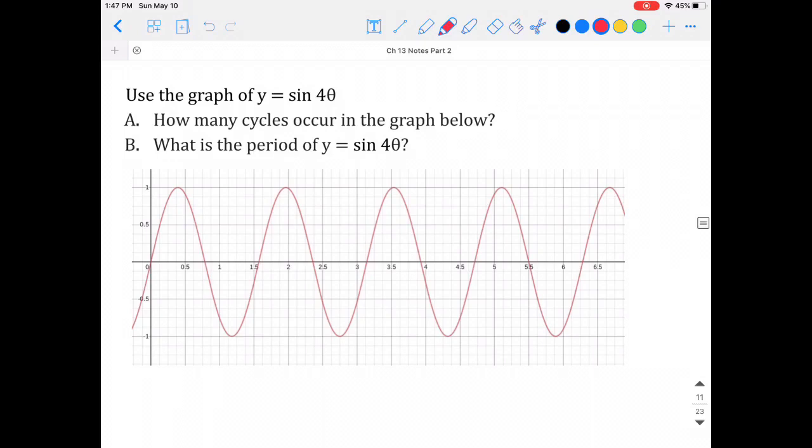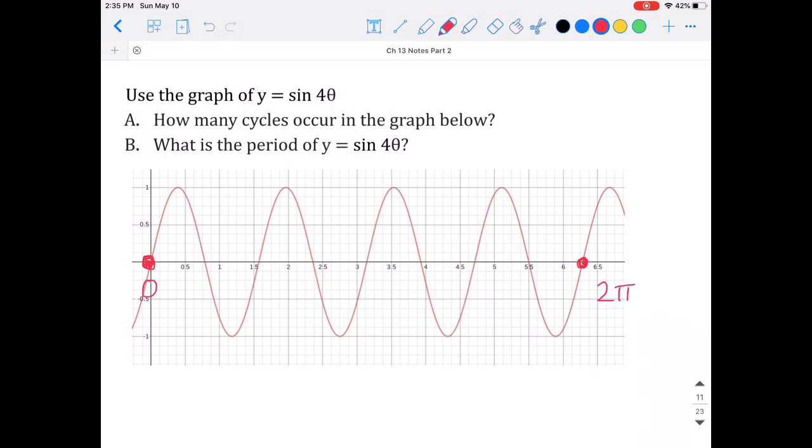First example. Use the graph of y equals sine of 4 theta. So y equals sine of 4 theta is graphed on this graph below. How many cycles occur in the graph below? And what is the period of y equals sine of 4 theta? So we're going to use this graph to figure out how many cycles occur from 0 to 2 pi.